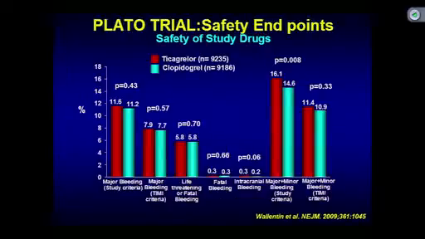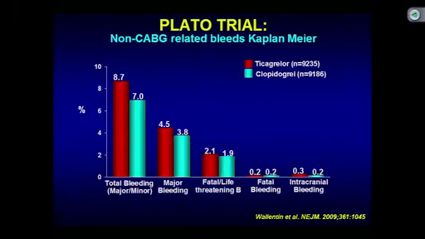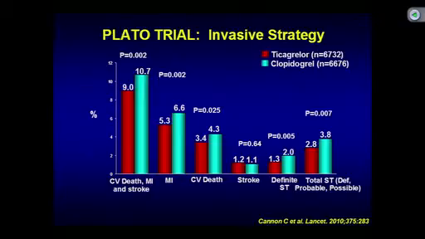And now these are the various cut points. If you just take the patients on various cut points, as you can see, yes, there is some higher bleeding, but the major fatal life-threatening bleeding was not different. Also if you just take a non-CABG related bleed, there is some trend towards higher bleeding, but again it did not reach statistical significance.